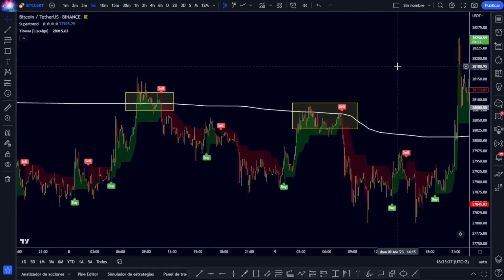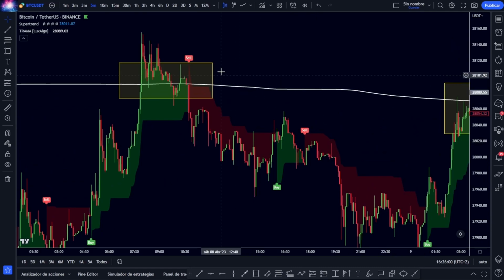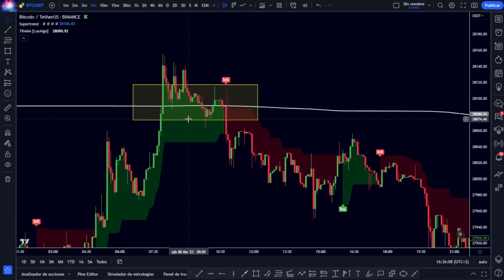We have to be very strict with this, because in the long term it will prevent us from entering many false entries. And as you can see, if we go directly to that first contact of the price with that average, we already see this sell signal right in this candle.